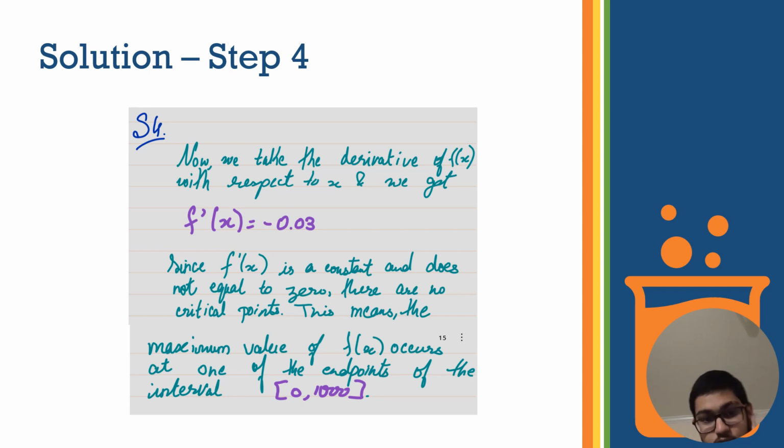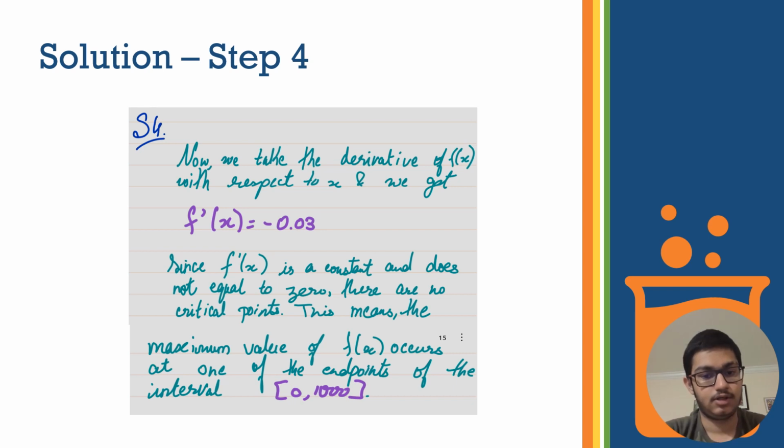Alright, now since the derivative is a constant and does not equal 0, there are no critical points. This means one thing: the maximum value of f of x occurs at one of the endpoints of the interval, which was 0 and 1000. So the maximum value can happen either at 0 or 1000, not in between.